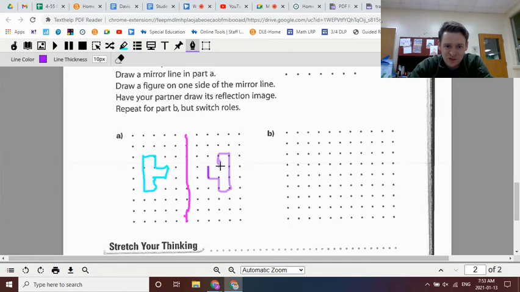This is my favorite Tetris piece. I wonder if anyone plays Tetris. It's an old game. All right.